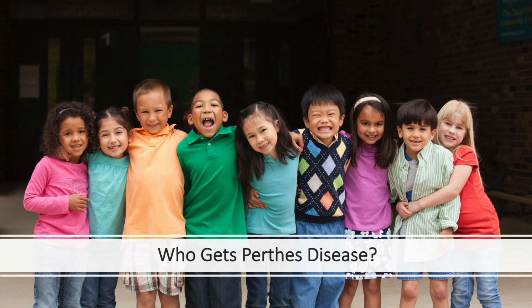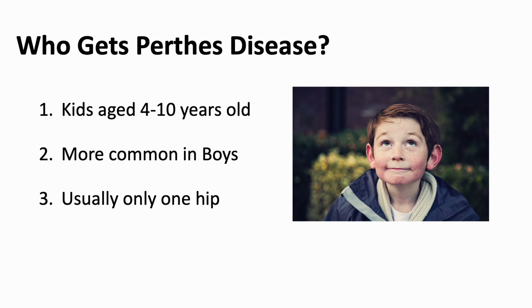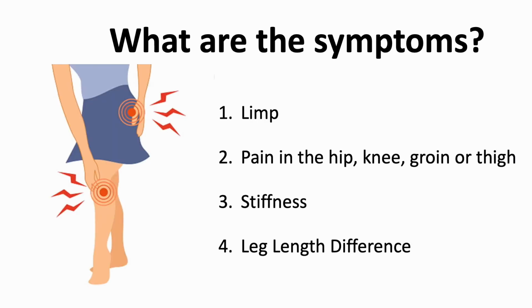Next, who gets Perthes disease? Most of the time, Perthes disease occurs in patients 4 to 10 years old. It is more common in boys and occurs in both hips only about 10% of the time. The majority of kids with Perthes disease will first present with a limp. This may be accompanied by pain, not just in the hip, but also in the knee, groin, or thigh.